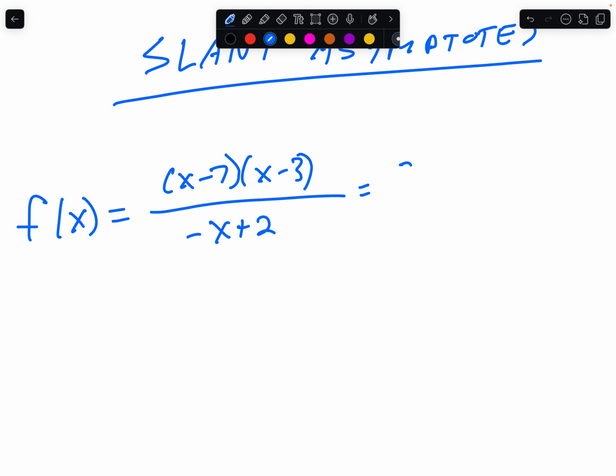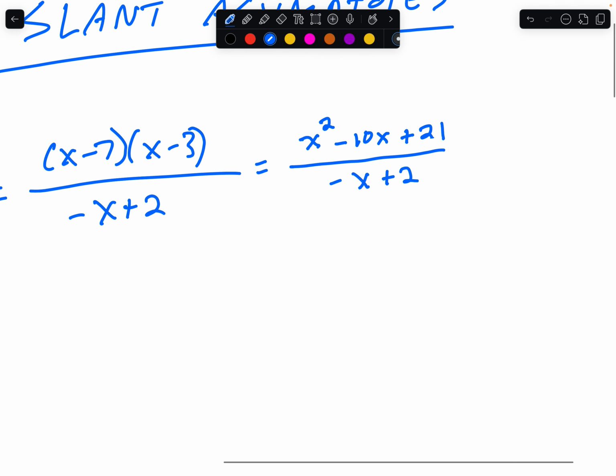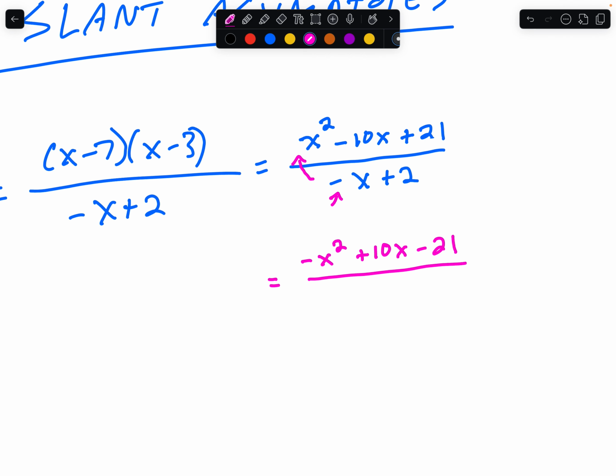So I'm just going to factor this one out into x squared minus 10x plus 21, all divided by negative x plus 2. Okay, now you could use polynomial long division, right? But I like to use synthetic division. Now, in order to use synthetic division, this negative is a problem. You can't have a negative x. So what I'm going to do is move it up to the top, and I'm just going to change the signs of everything, right? So negative x squared plus 10x minus 21, all divided by x minus 2.